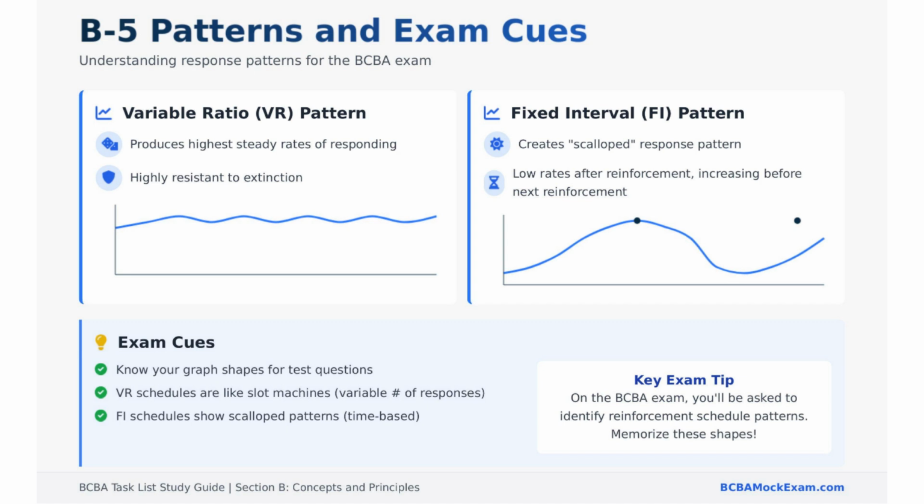Here's the bottom line I want you to remember. Ratio based on number of responses. Interval based on time. Fixed equals predictable. Variable equals unpredictable. So FR and VR are about how much you do, while FI and VI are about how long you wait. And for the exam, if the question says steady, high rate, that's your clue for VR. If it says scallop pattern, that's FI.